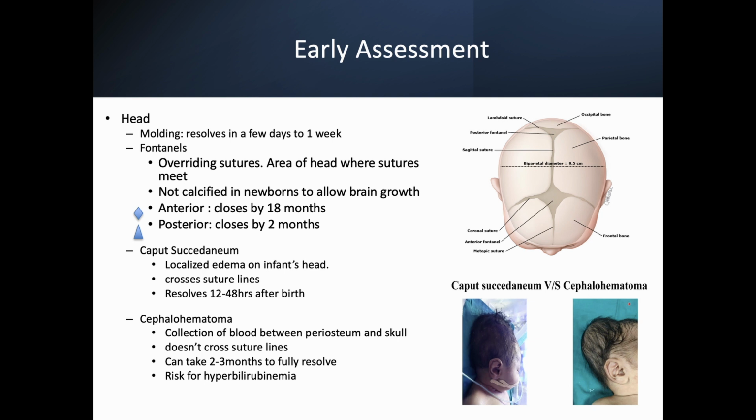And then the cephalohematoma, that's the one that's closer to this way. That's a collection of blood between the periosteum and the skull. That one doesn't cross the suture line. So if you look at the picture, you could tell it doesn't cross over. It's very defined in comparison to the other one. This one can take a little bit longer. This can take up to 3 months to fully go away. And it's going to increase the baby's risk of jaundice, hyperbilirubinemia, right? It's going to increase their risk of jaundice because it's a collection of red blood cells. And when we talk about jaundice, the breakdown of red blood cells is what's going to cause jaundice, right? So they're going to have an increased risk because they have that collection there.